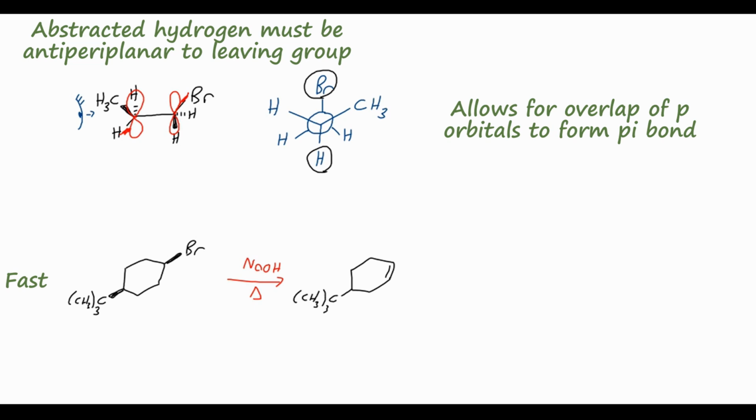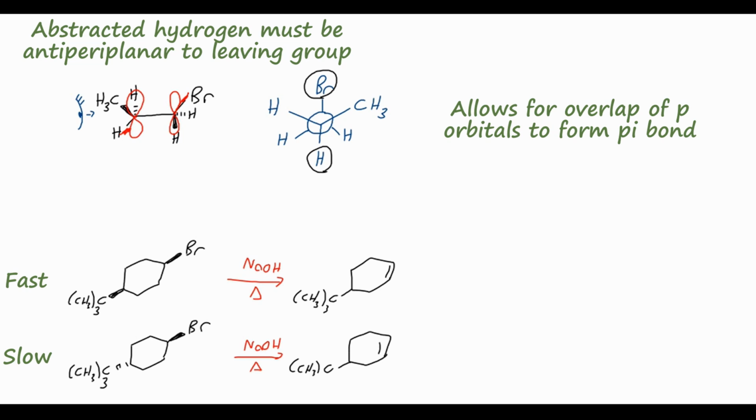However, if we draw a different isomer of this cyclohexane, say if we draw instead of the tert-butyl group going out of the page, let's say it's going into the page, so it's arranged trans to the bromine leaving group. If we expose that molecule to the same conditions, we will end up with the same product, but we find out that this reaction is much slower than the first reaction. So why is that the case?